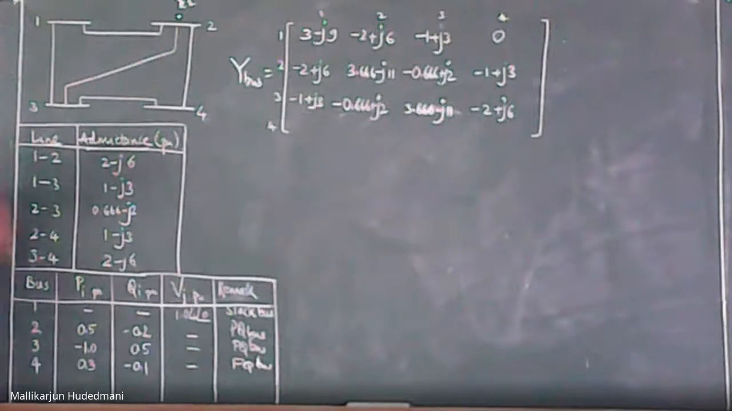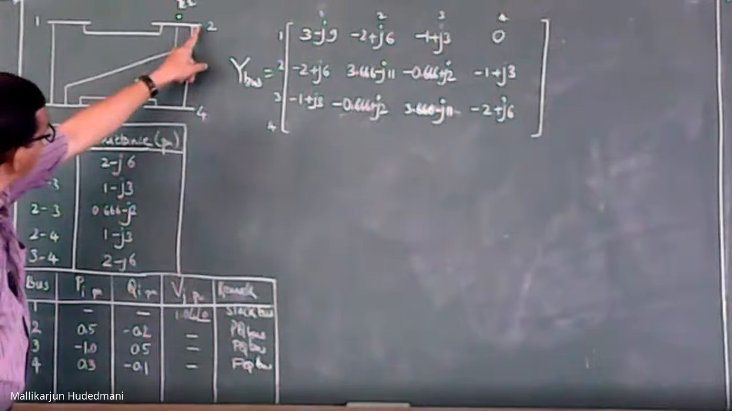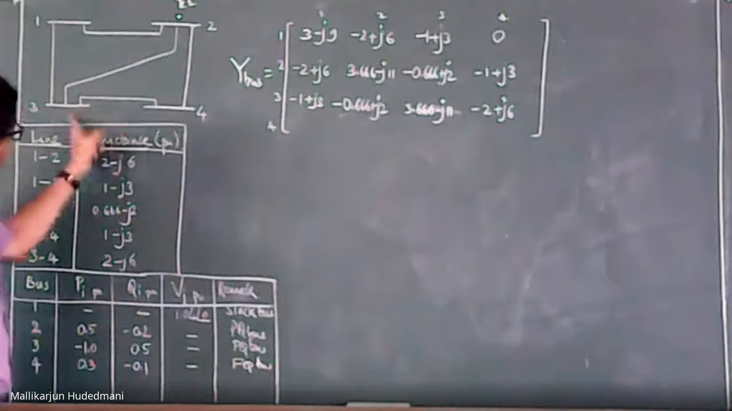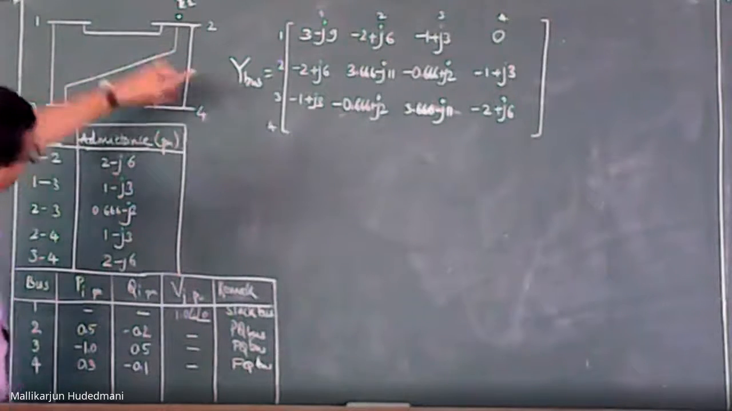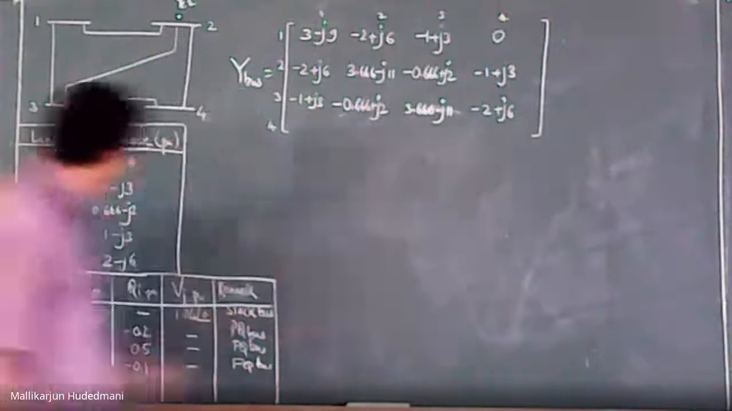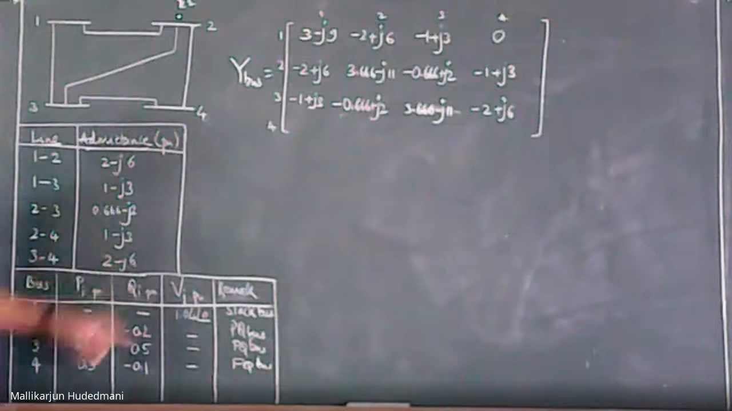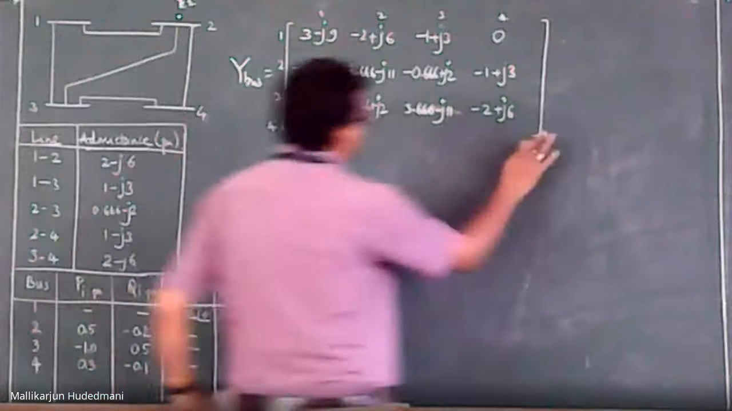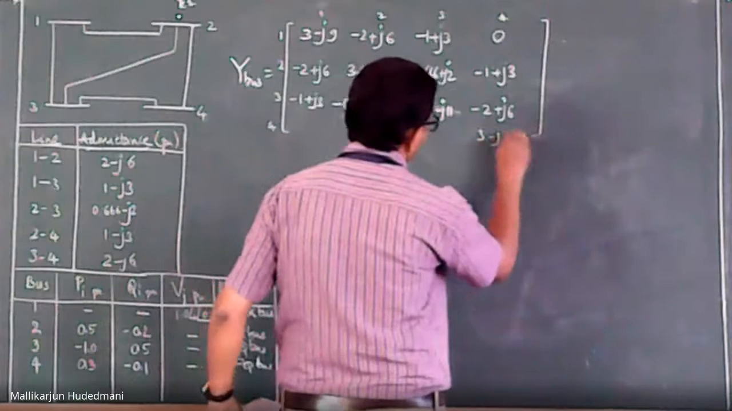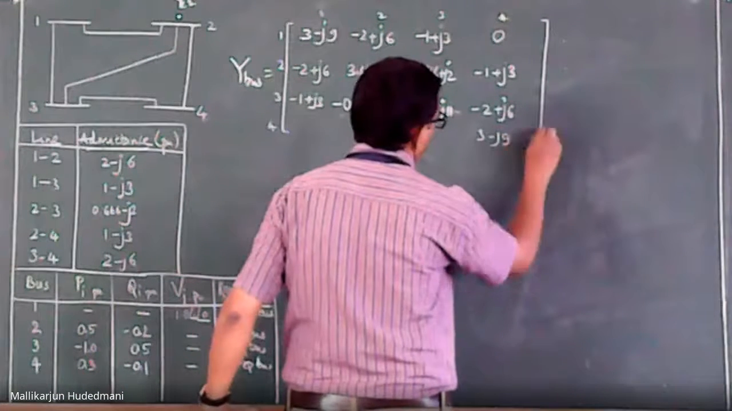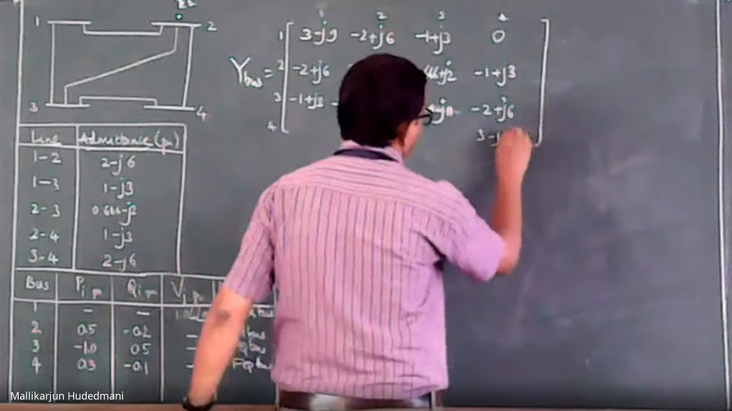Look at this table. How many 4 location is there? Bus number 4. Only 2 locations. 2 to 4, 3 to 4. You can check here. There is an element between 2 and 4, 3 and 4. Only these two you have to add up and write to the diagonal. What is this value? It is 1 minus J3, 2 minus J6. 3 minus J9. J9 is my diagonal element.